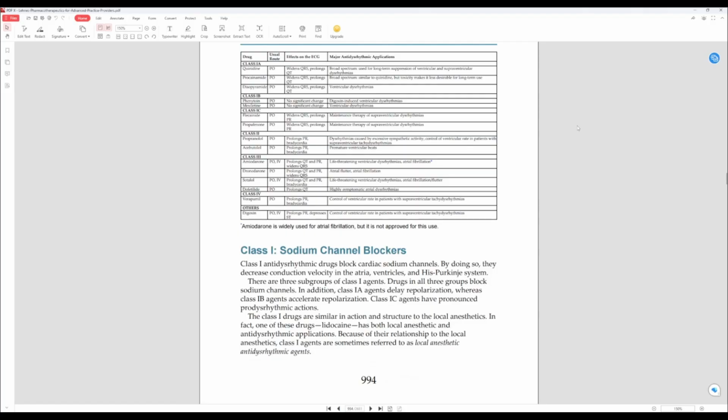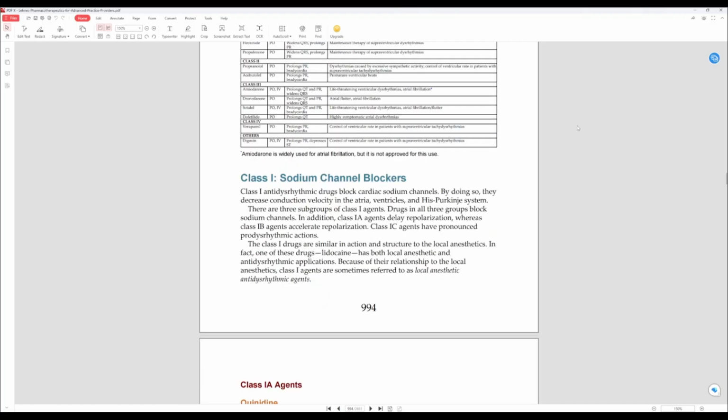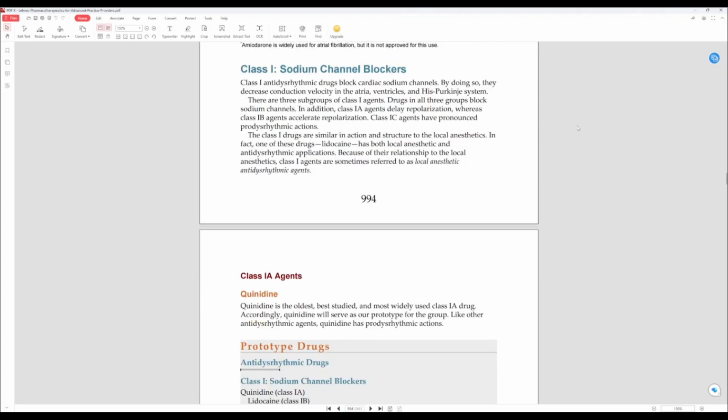So, we'll talk more on the class 1 sodium channel blockers. Class 1 antidysrhythmic drugs block cardiac sodium channels. By doing so, they decrease conduction velocity in the atria, ventricles, and His-Purkinje system. There are three subgroups of class 1 agents. Drugs in all three groups block sodium channels.